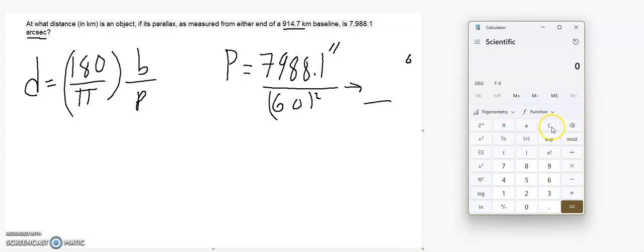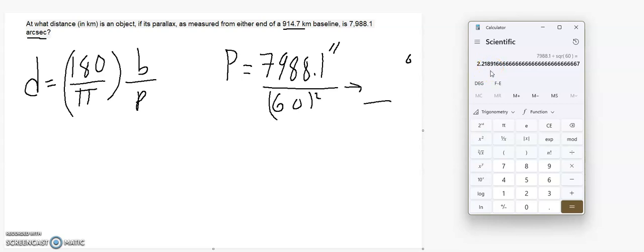Let's see. If I run out of time, I'll just use the next. 988.1, divided by 60 squared. And look at the problems. These things are completely worked out for you. Of course, you're going to have different numbers, so just kind of follow along. I'm going to round this to, let's say, 3 places past the decimal.